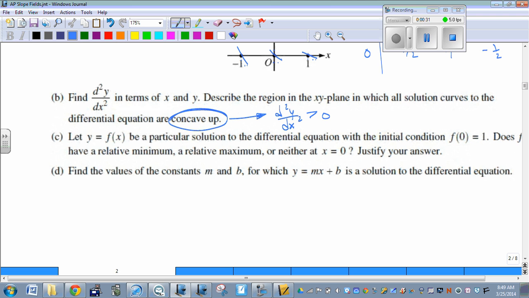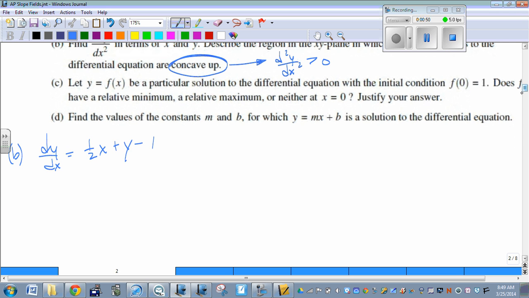So first we're going to have to figure out what our second derivative is in terms of x and y. Then we need to figure out when that second derivative is positive. So our equation for this one was dy/dx equals 1/2 x plus y minus 1. So our first step here is to find the second derivative. We're doing the derivative of each side in terms of x. This becomes the second derivative of y with respect to x.